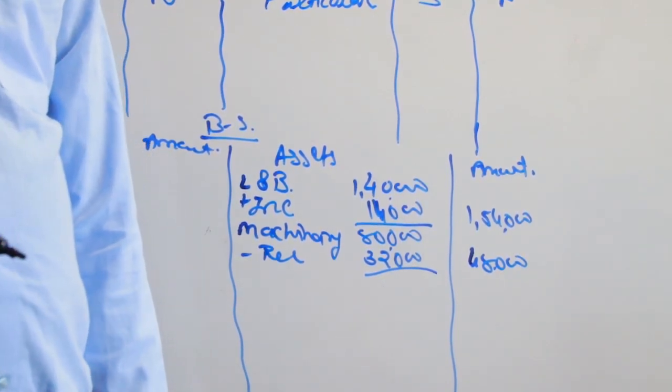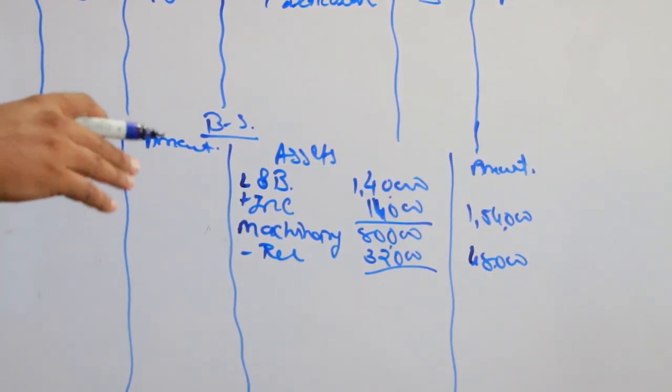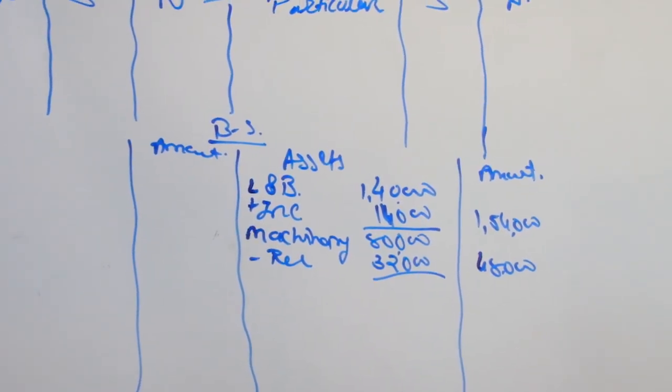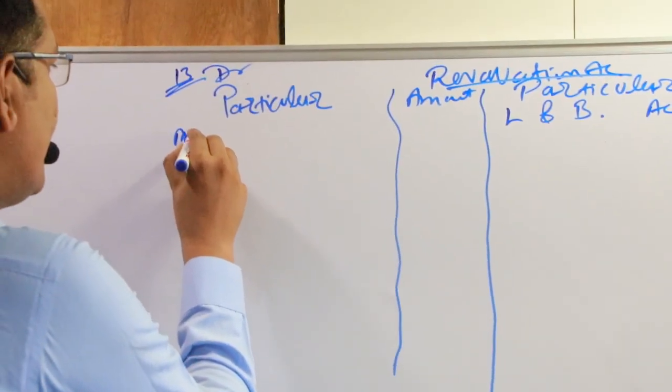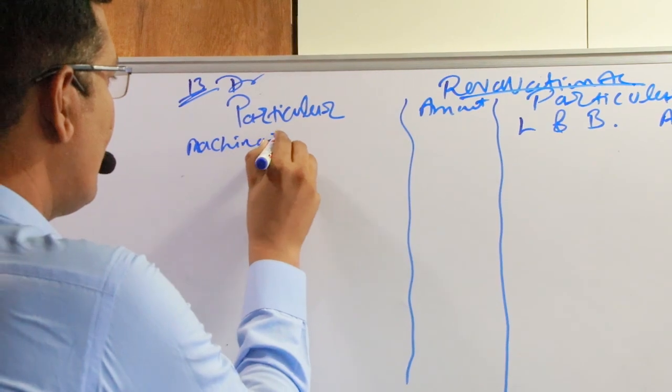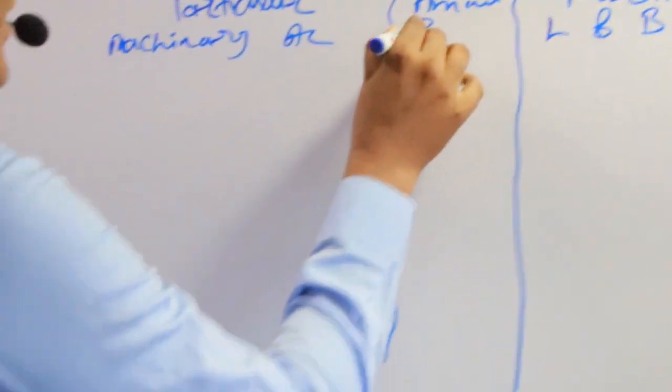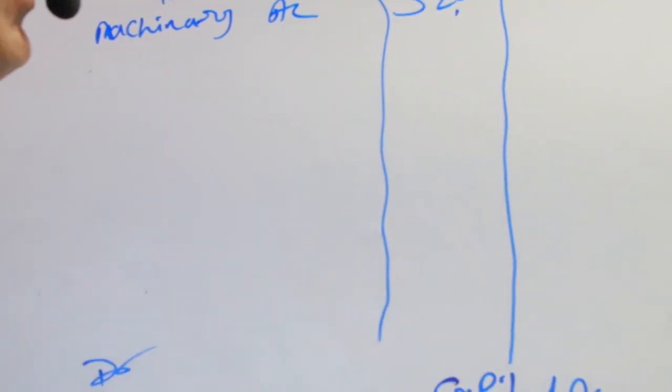Now here value of machine is reduced, so it's a loss for us. Loss we record on which side? Debit side. So here what we write here? Machinery account. How much? 32,000. Is it?